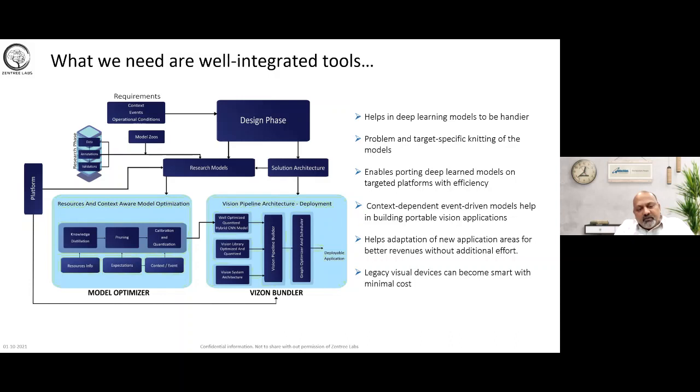This whole process I have kept under the model optimizer. So we may have to do resource and context aware model optimization. Knowledge distillation is one part. Let us say I pick some object detector, but in my context I don't need an object detector which is learned for detecting 100 objects simultaneously. If I pick such a thing, how can you really make it smaller without losing accuracy for one or two objects of my interest?